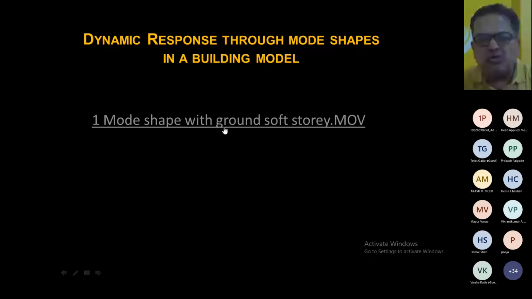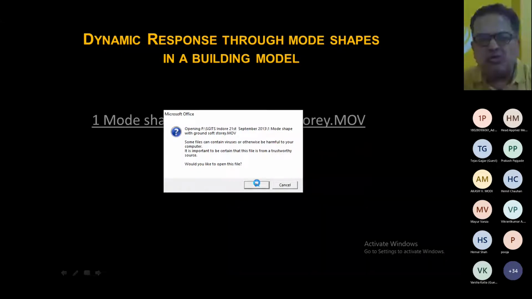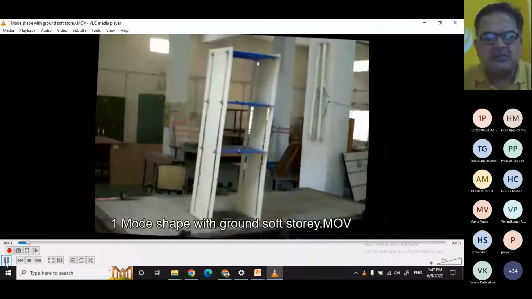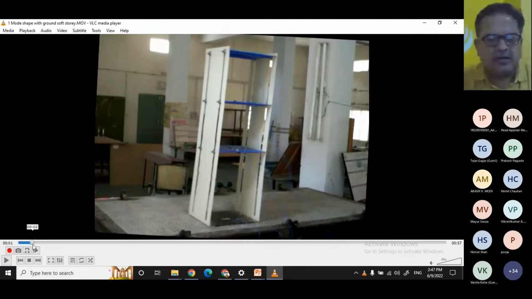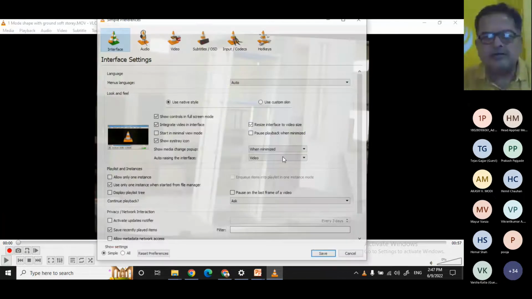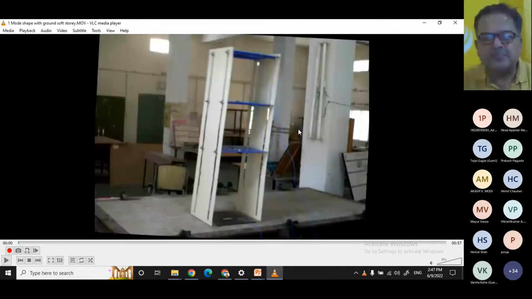We will see that. So I'm taking the video again. You can see, this is very important. Again I'm saying, this is the ground story. The first story, second story, it has the 3 masses, right? Now we are shaking in which direction? We are shaking in this direction, right? Now you see what is happening, right?